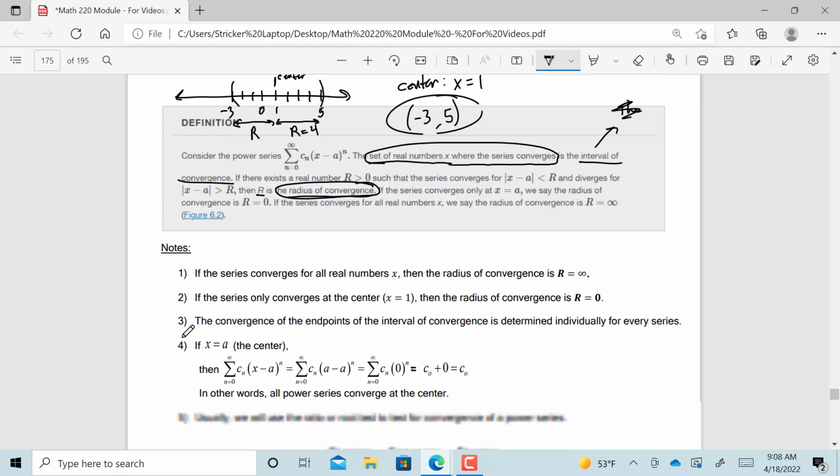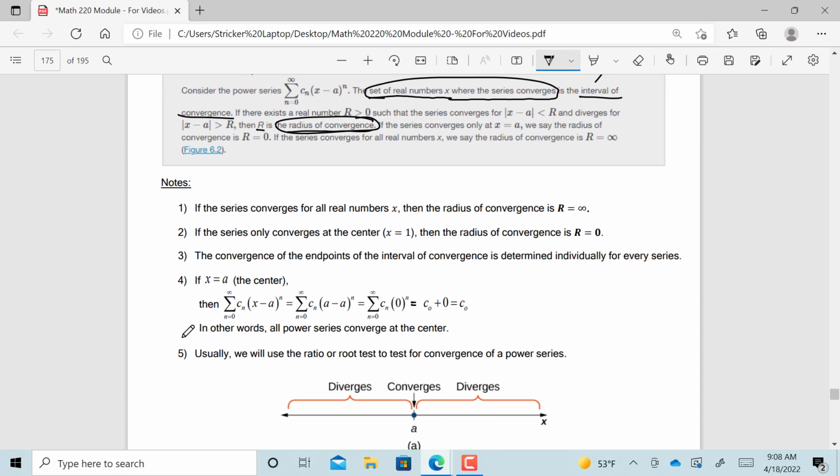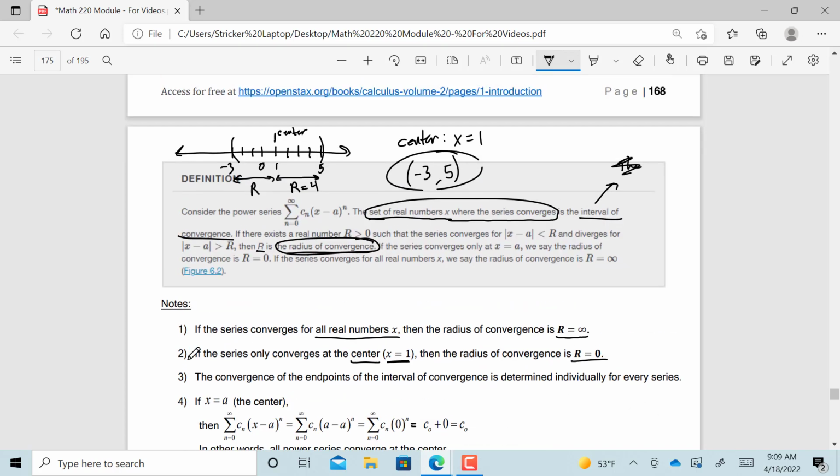And so based on that definition and the theorem on the previous page, there are some very important notes that we want to consider. The first note is right here. It says if a series converges for all real numbers x, then we say the radius of convergence is r equals infinity. Okay, so that converges for everything. But if a series only converges at its center, say x equals 1, for example, then the radius of convergence is going to be 0 because it only converges right there at the center, so x equals 1. It doesn't converge for any values outside of that, so there is no radius.